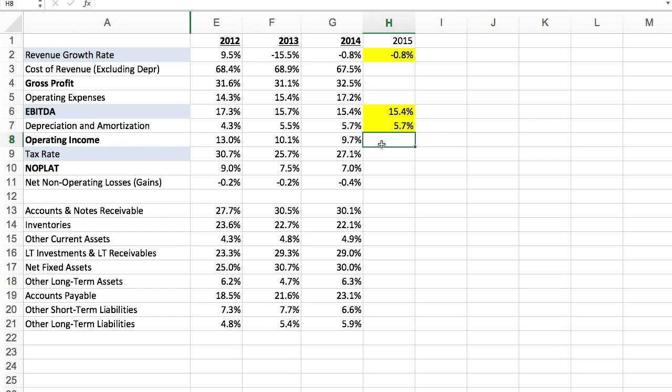The next line item down is operating income. Well, operating income is a function of the 2 items above. It's EBITDA minus the DA. So I'm not going to directly forecast operating income. I'm going to solve for it.